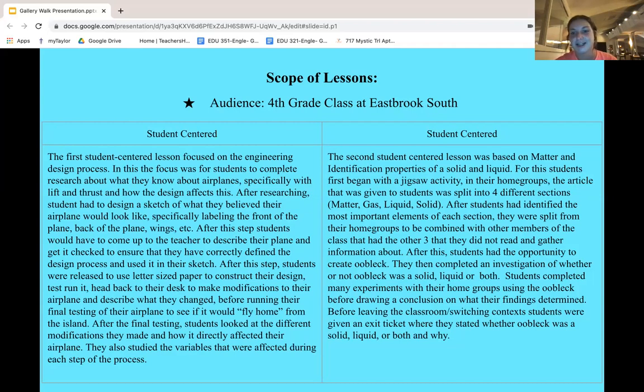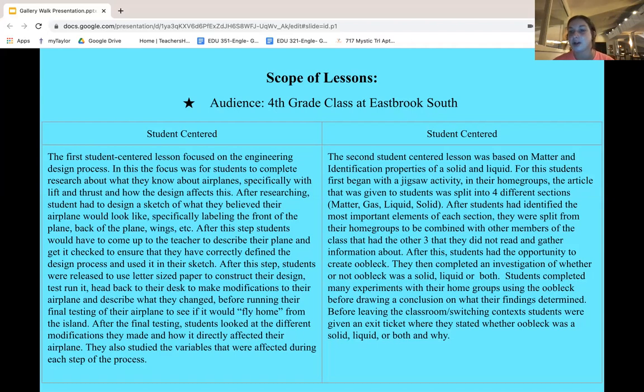So my second student-centered lesson was based on matter and the identification properties of a solid and liquid. So for this, I started with a jigsaw activity where kids were in their home groups and they were each assigned a different topic, whether that be matter, gas, liquid, or solid. After they identified what each one was, I broke them up into what each of them was. So I had a matter group, solid group, liquid, and gas group. And then after this, they had the opportunity to go back into their home groups and they created Oobleck, which was very fun for them to do.